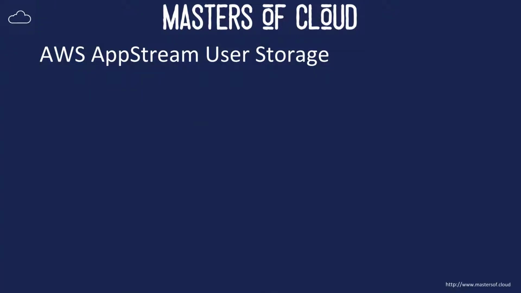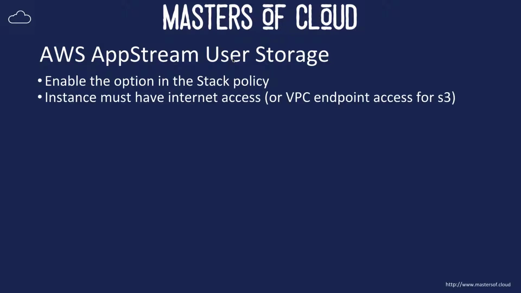In this video we're going to see how we can configure user storage for our AWS AppStream fleets, stacks, etc. So we enable the option as a stack policy, and you can enable either S3 or Google Drive or both. The instance that we're connecting to within our fleet must have internet access. So that can be VPC endpoint access for S3, so direct access to S3 from the VPC for each instance. Or for Google Drive or S3, it can also be out over the internet.